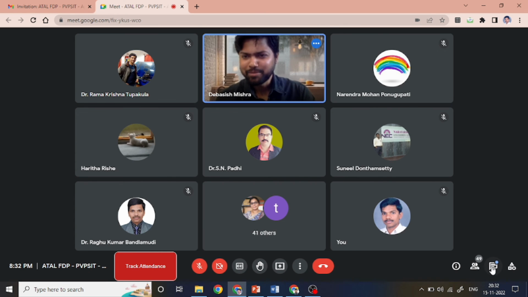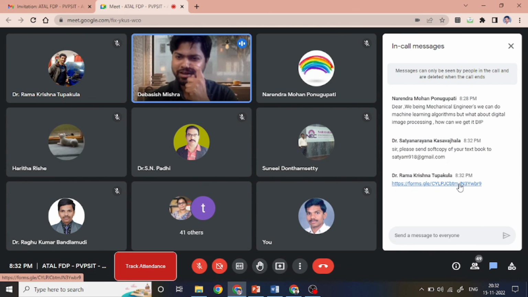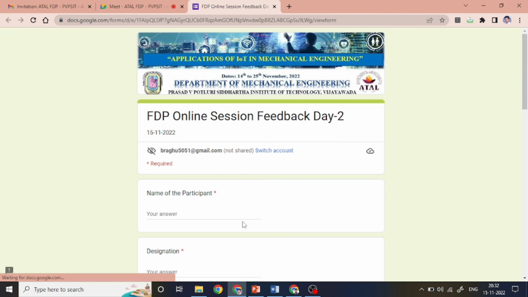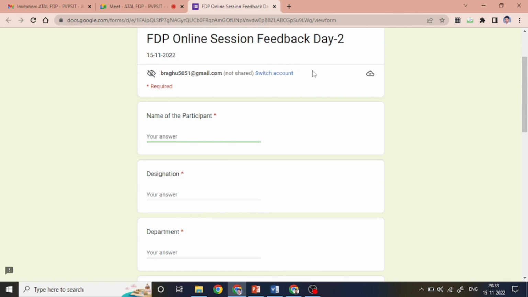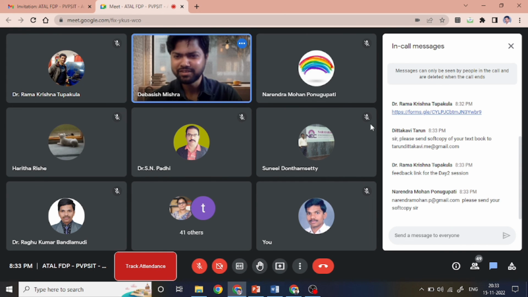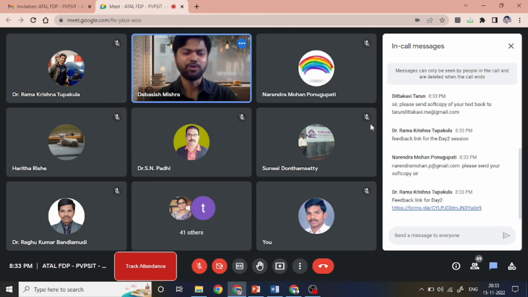We being mechanical engineers, we can do machine learning algorithms, but what about digital image processing? How can we get digital image processing? Is that the question? I'm not sure what exactly the question is, but if I infer it this way, the question is how can we learn about image processing or signal processing? If so, it's a very straightforward answer. You have to take a course on signal processing or image processing and get the basics of signals and systems.